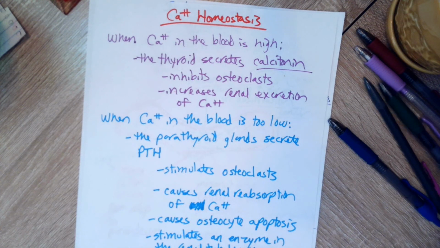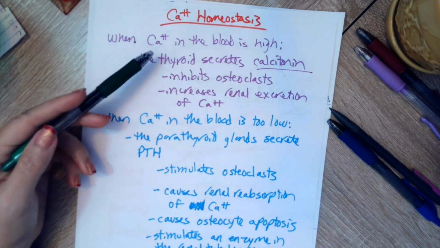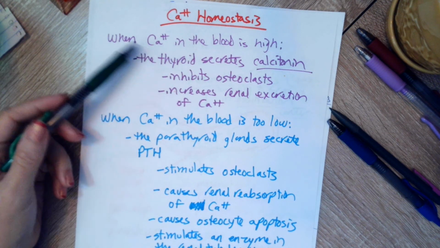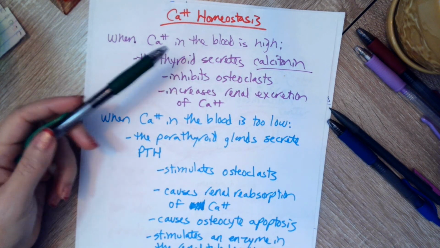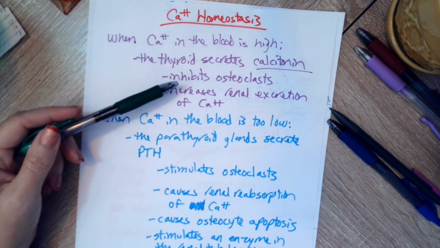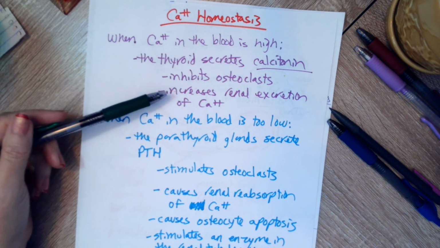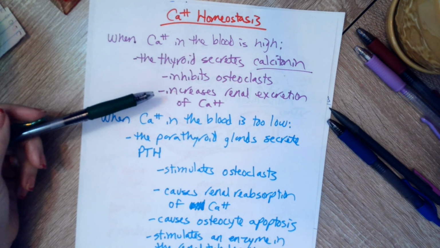So how is this going to work? When the calcium in the blood is too high, so your plasma calcium, that's how you would refer to that. Calcium in the blood would be called your plasma calcium. Your thyroid gland is going to secrete a hormone called calcitonin. Calcitonin inhibits the osteoclast. It increases renal excretion of calcium. So what is this going to do? It's going to lower the calcium in the blood.